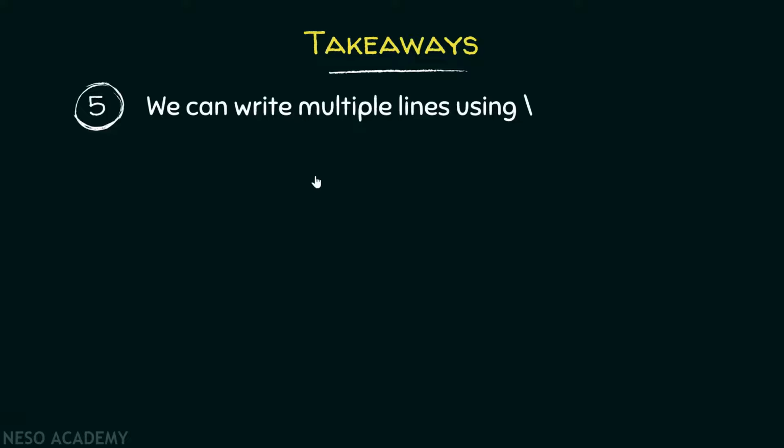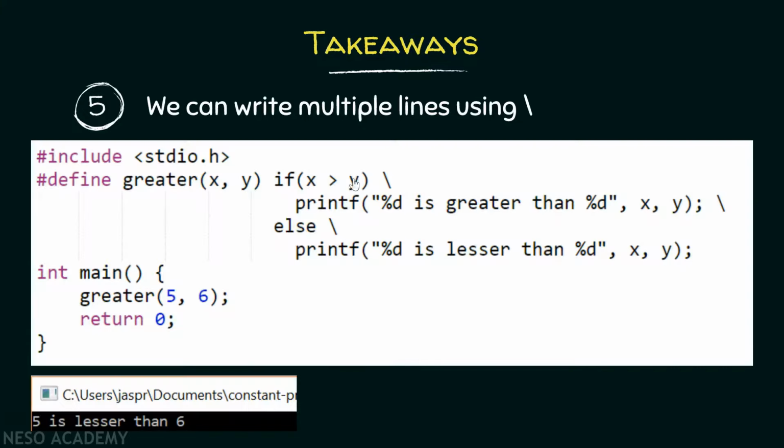We can write multiple lines also using a backslash. Now here we can see that I'm writing multiple lines using a backslash. Here what I want to do is know whether x is greater than y or y is greater than x. If x is greater than y, then I'm going to print x is greater than y. If it is not, then x is lesser than y. In this case, I'm providing 5 and 6 as the values of x and y. This is the if-else construct. We're going to talk about if-else in later sections.